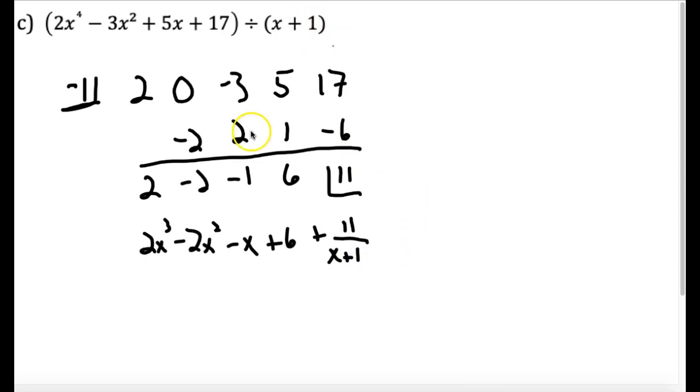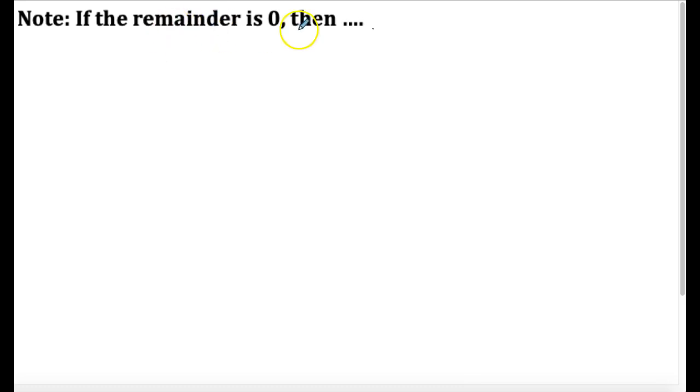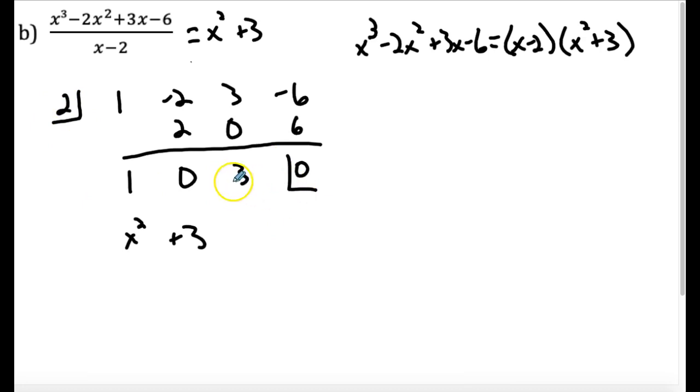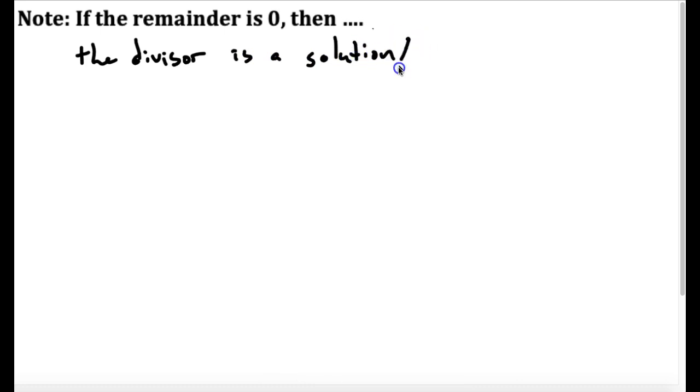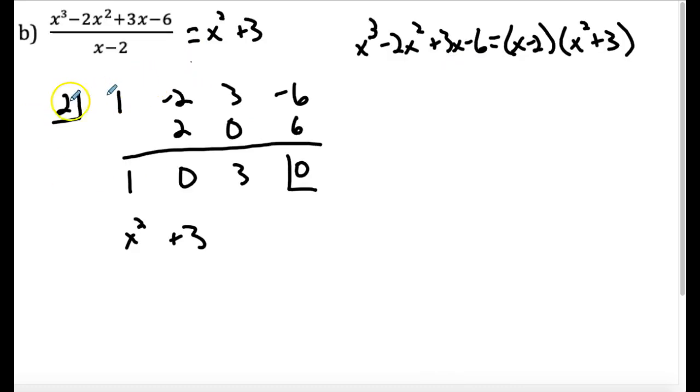All right. Now, if the remainder is 0, just like we got for number 2, that was our only example, or for B, I guess, where our remainder was 0. What that means is the divisor is a solution or a root. So if we look at example B here, x minus 2 divides evenly into this polynomial.